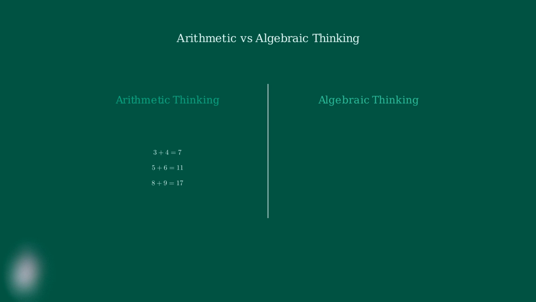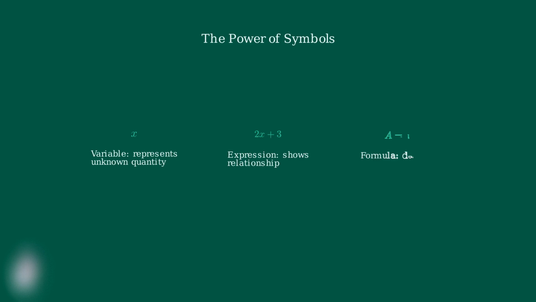These are individual calculations. But algebraic thinking sees the general pattern. Any number plus the next consecutive number follows the pattern a plus a plus 1 equals 2a plus 1. This single expression captures infinitely many specific cases. Algebra uses symbols like variables to represent unknown or changing quantities. These symbols allow us to write expressions that describe relationships between quantities, even when we don't know their specific values.